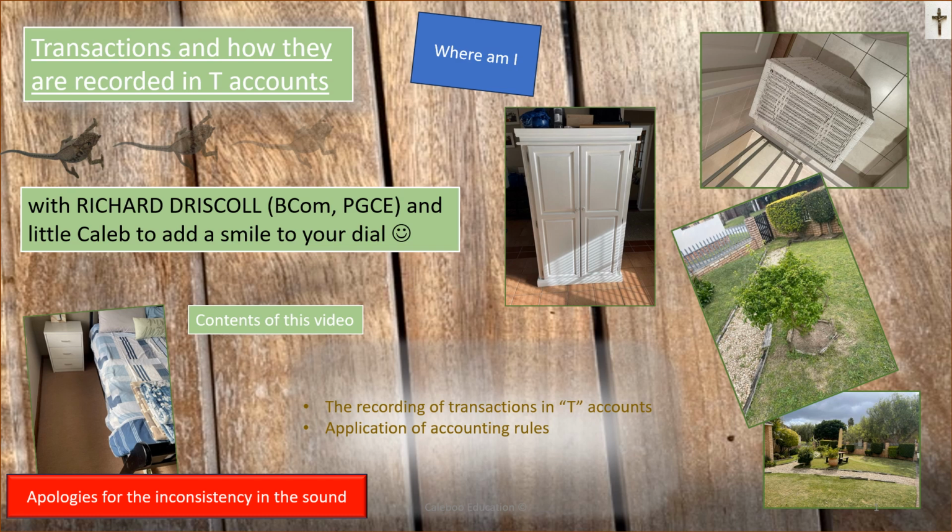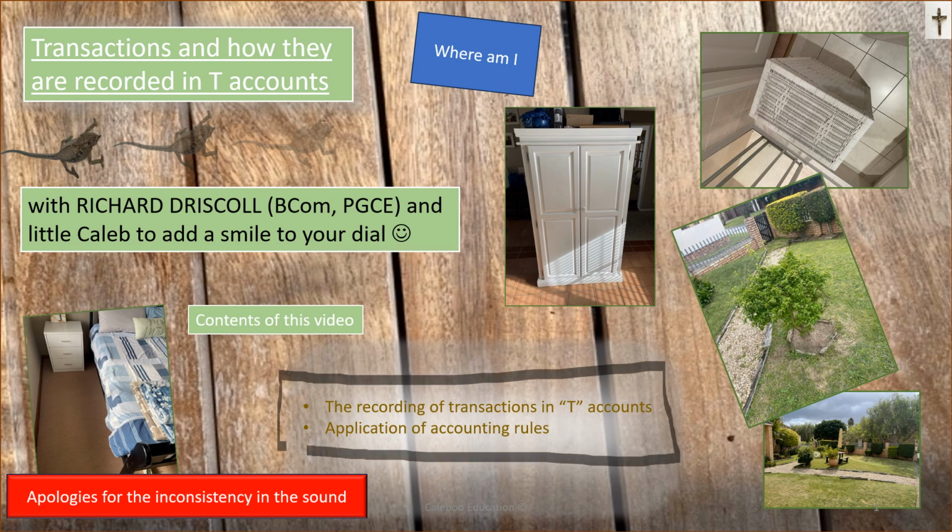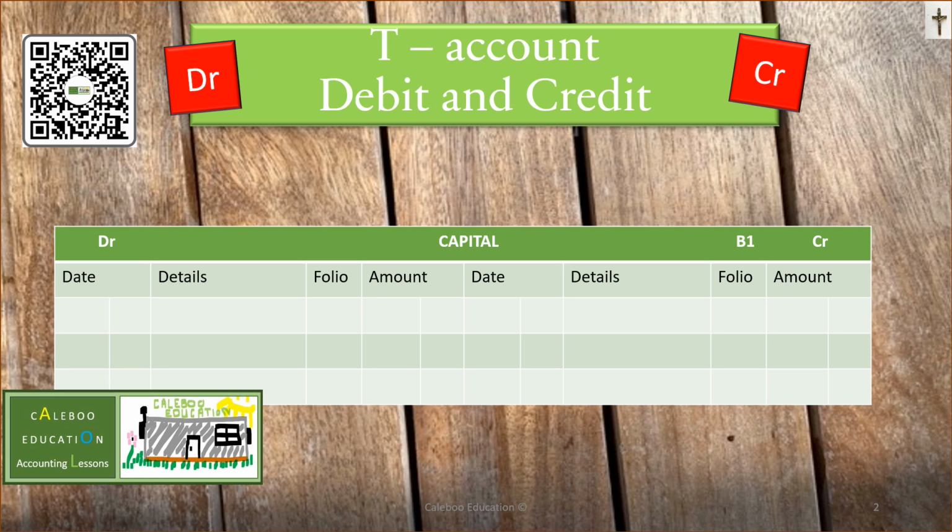As we go through this accounting lesson, let's see if we can find where Caleb is hiding. In this lesson, I'm going to look at transactions, and we're going to record these transactions on T accounts by applying our accounting rules. Just a little bit of revision.